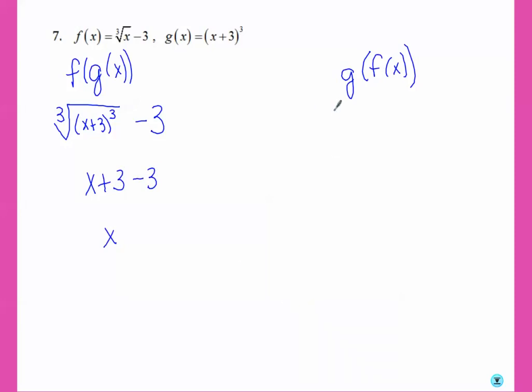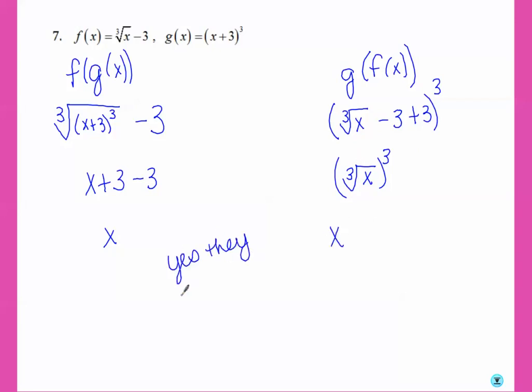If we plug f into g, we'd have the cube root of x minus 3 plus 3 cubed. Now here, we can't undo the cube and the cube root first because we have other stuff inside this parenthesis. So we need to simplify what's inside the parentheses first. Negative 3 plus 3 would be 0, so we're going to be left with the cube root of x cubed. Cube and cube root undo each other, so we're left with just x. So yes, they are inverses.